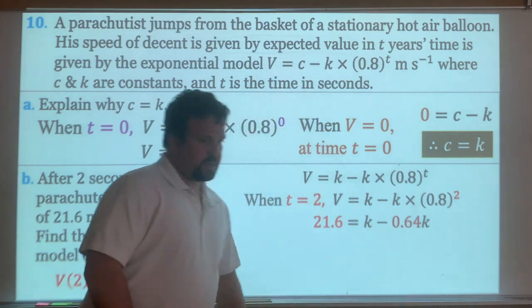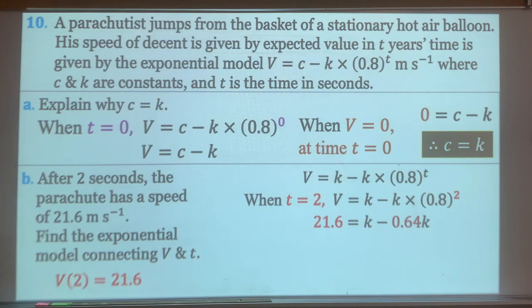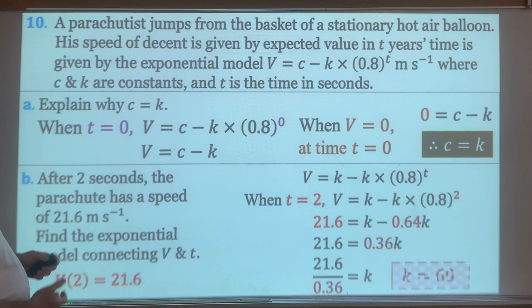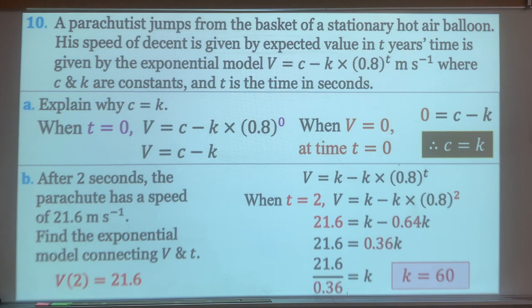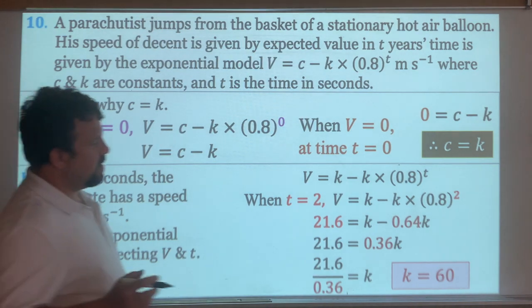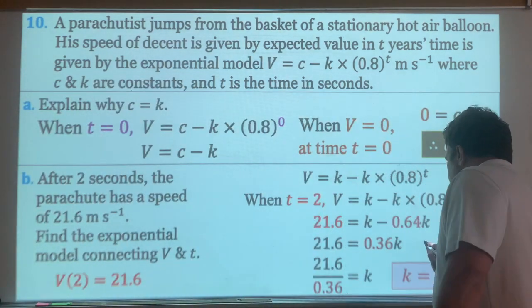Well, what's 1 minus 0.64? 21.6 equals 0.36K. Divide both sides by 0.36. 21.6 divided by 0.36, K equals, it's actually an even number, 60. Now, if K equals 60, what does C equal? 60. Now, I didn't write the exponential model. Because K is 60, okay, that also means what else? C is 60.